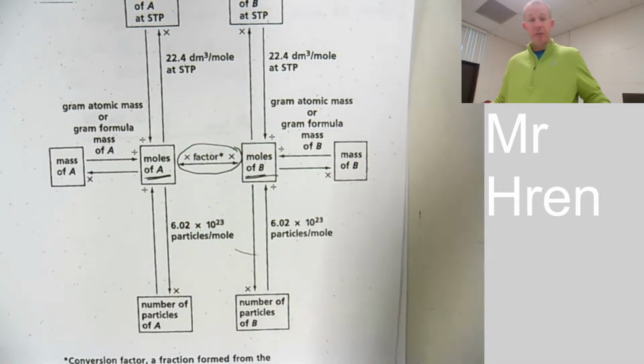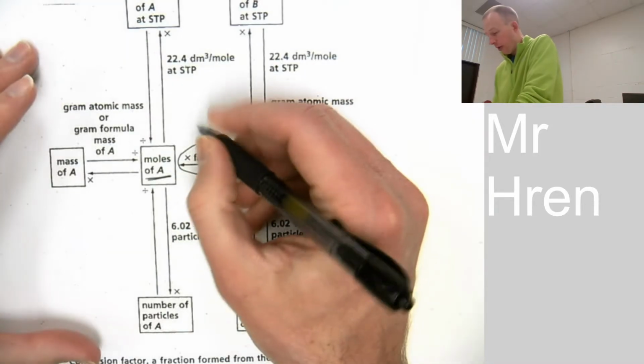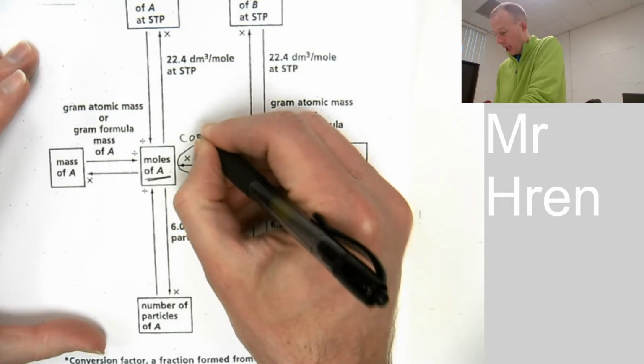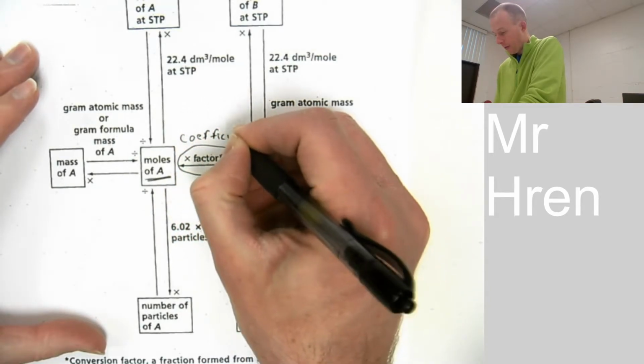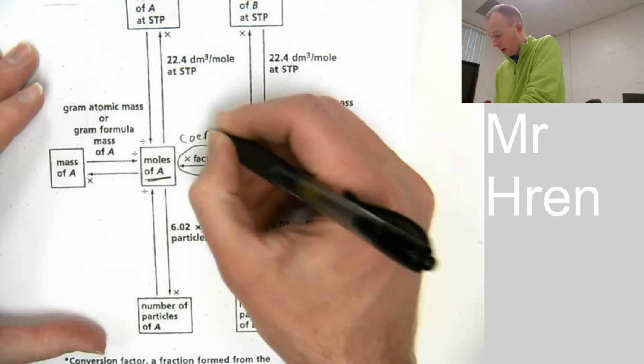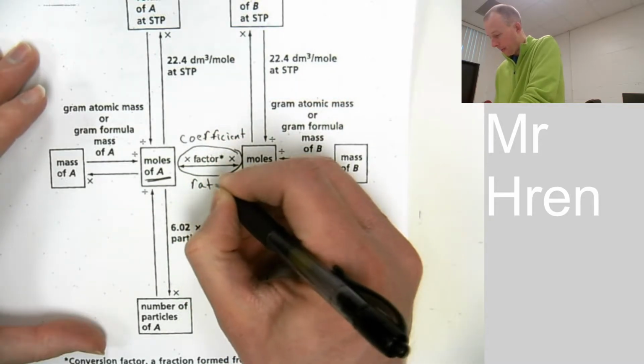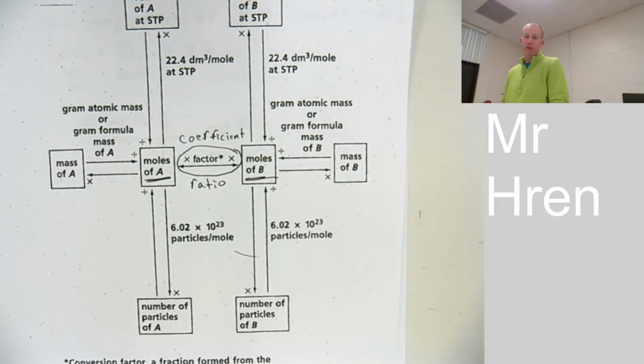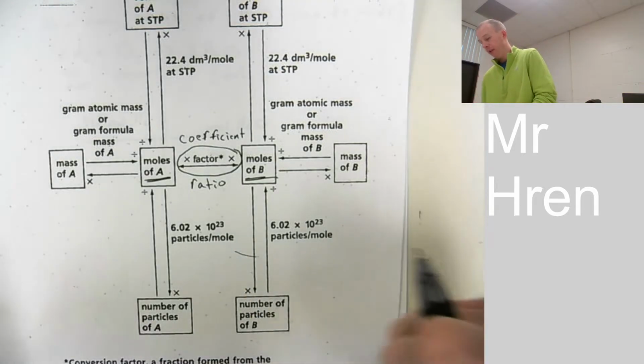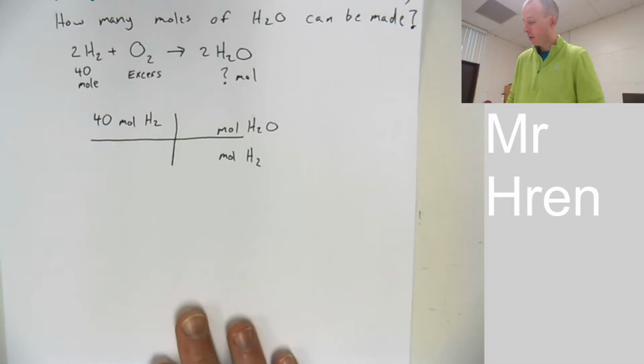And you notice it doesn't say what it is, and that's okay. What it is, it's the coefficient ratio. Now, what is the coefficient ratio? What does that mean? Well, it's really simple.